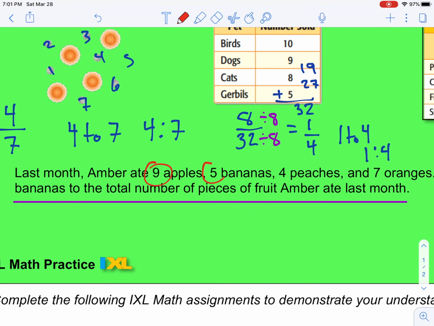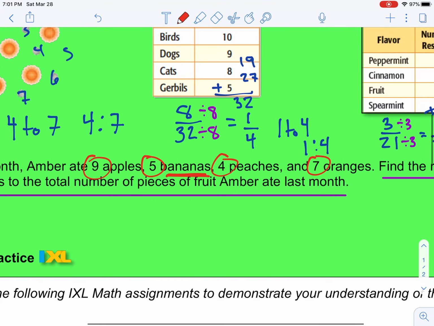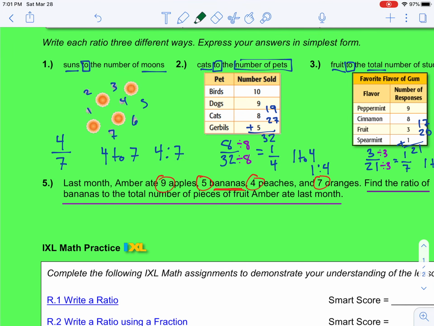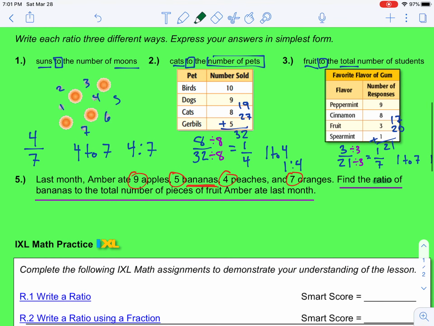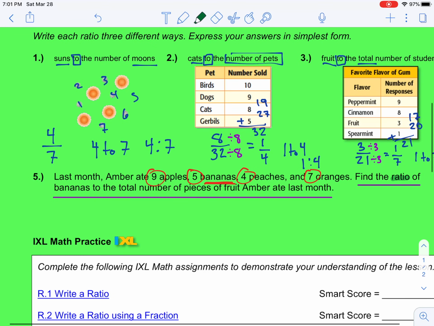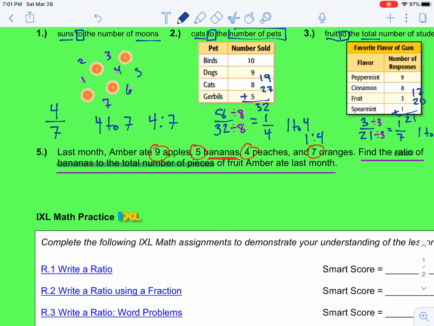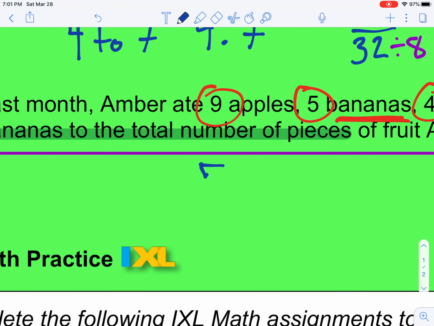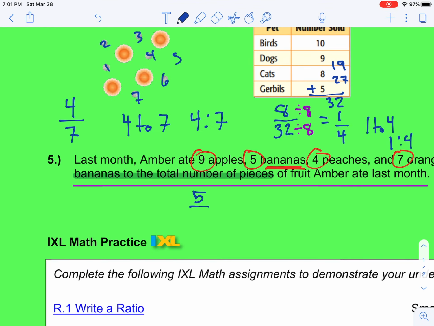I have some important numbers here, especially bananas. And then my action word is going to be ratio. Now, if you would like to, you can also go ahead and highlight bananas to the total number of pieces, because that's going to tell you the ratio that you're looking for. So my first number I need is the number of bananas, which is 5. And then I need the total number of fruit.